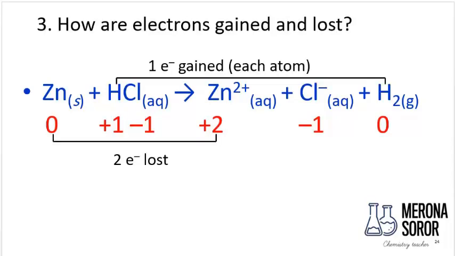How are electrons gained and lost? We can see that zinc had oxidation state 0 and changed into +2, so 2 electrons were lost. Hydrogen changed from +1 oxidation state to 0, so 1 electron was gained for each atom.